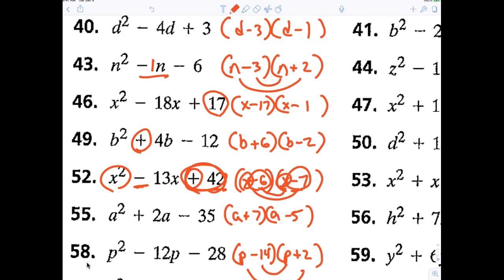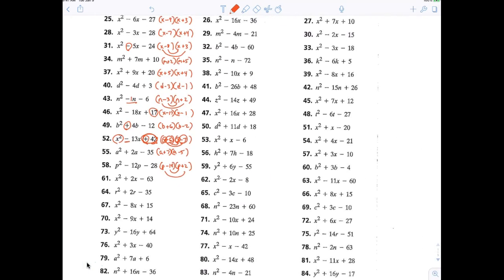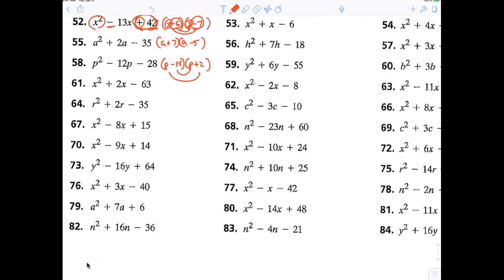Somebody else. All right, so guess what your homework is? All of it. Okay, first page. That's it. First page. Like I said, once you get the hang of it, it's super simple. If you get stuck on one, just let me know. Are you gonna post this?